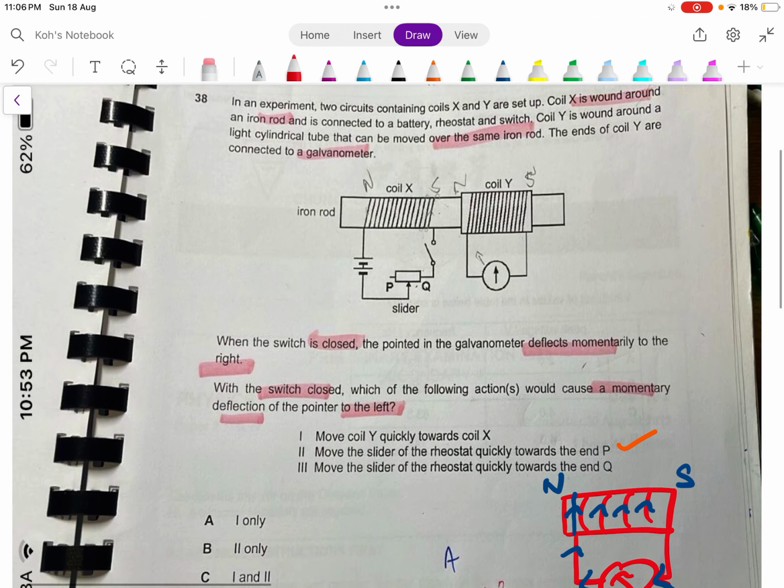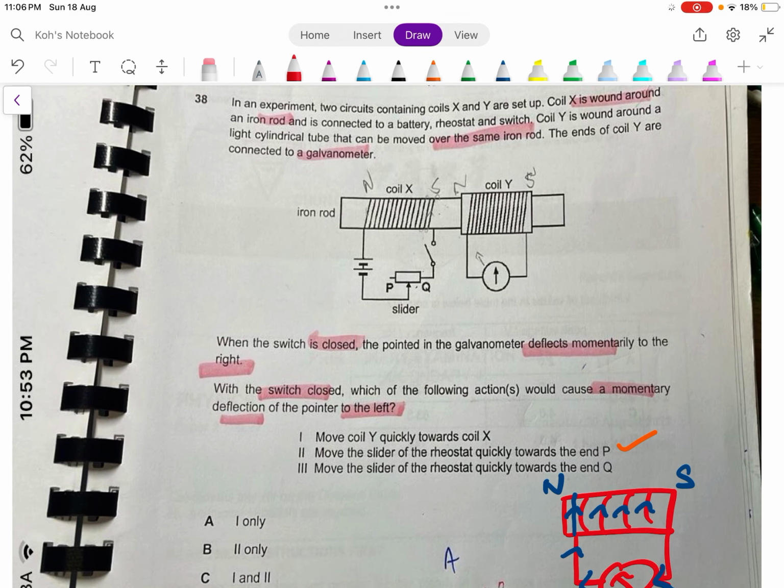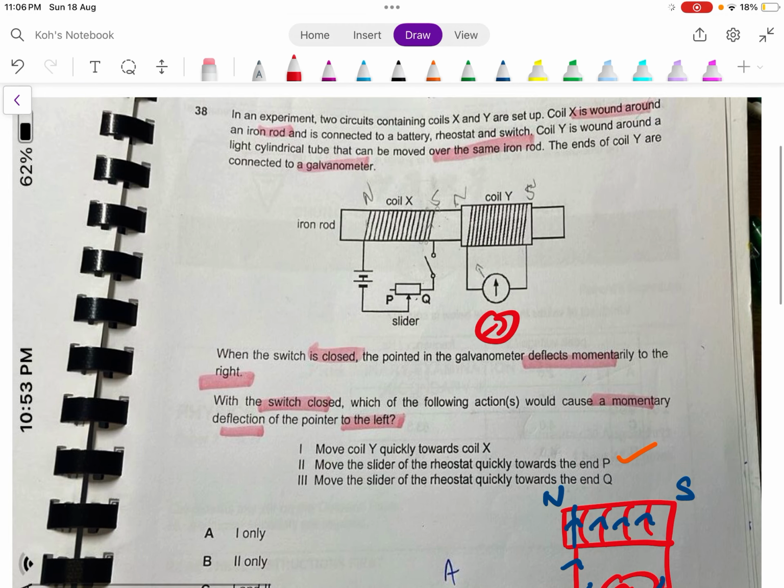So they say that when the switch is actually closed, the pointer in the galvanometer deflects momentarily towards the right hand side. So when the switch is closed, which of the following actions will actually cause a momentary deflection of the pointer towards the left? Okay, so first let's look at the setup first.